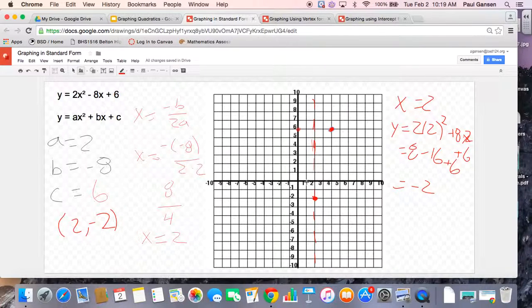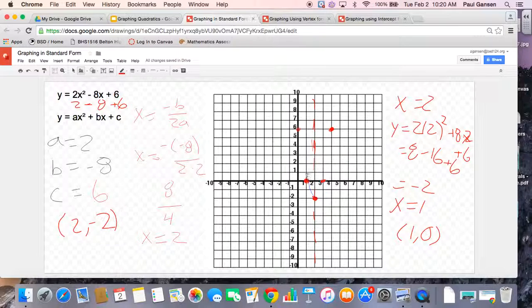I'd say we'll find one more point. Let's see what's happening when x is equal to 1. Again, you can take any x value, plug it in, and see what y value comes out. I'm running out of space here, but when I take x equals 1 and plug that into our original function, 1 squared is 1, 2 times 1 is 2, minus 8 times 1 is 8, plus 6. 2 minus 8 is negative 6, plus 6 is 0. So that means we have the coordinate 1, 0 on here. So we have a point right here. And then again, using our axis of symmetry, we'll also have the coordinate 3, 0 on here as well.